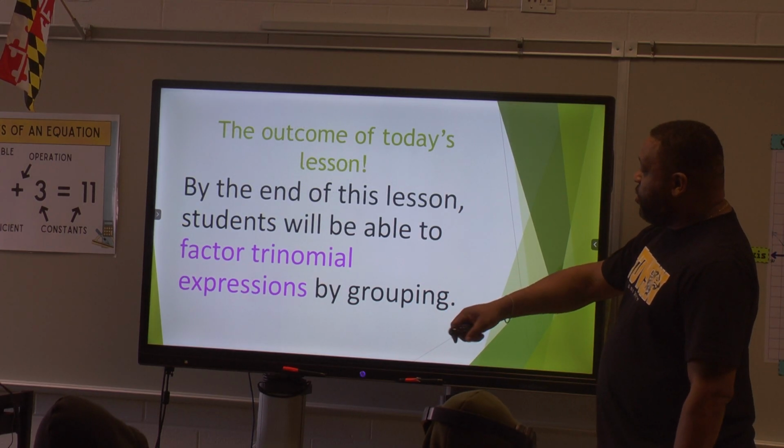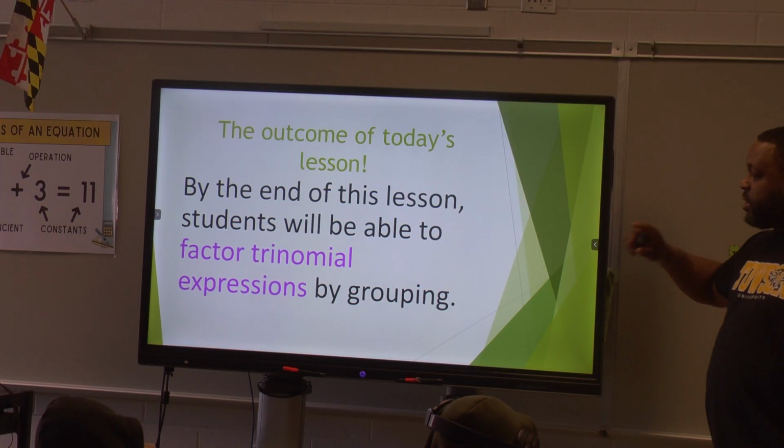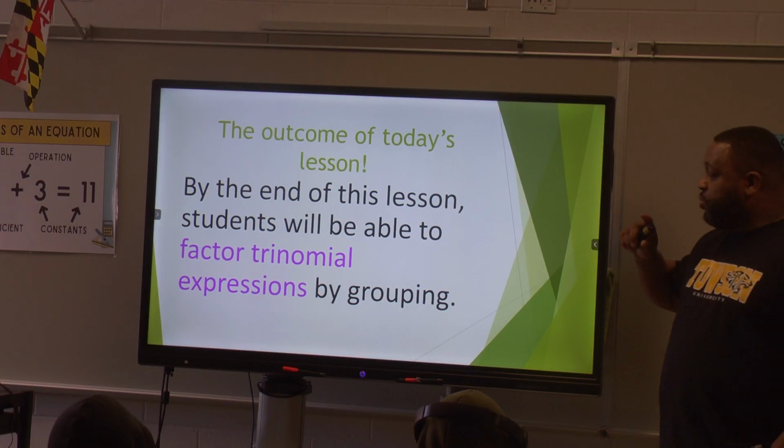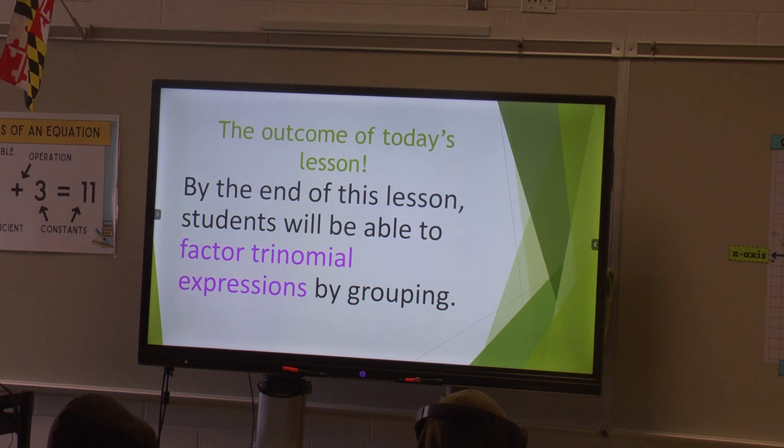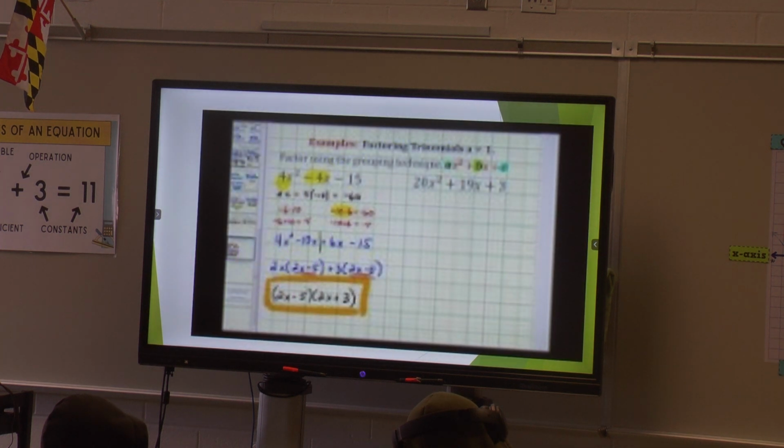Okay? So, today's outcome. By the end of this lesson, you, the students, will be able to factor trinomial expressions by grouping. Just like we did last class, we were factoring by grouping. This time, we're doing trinomials. The prefix tri means what? 3, correct. So we're going to be using three terms. It can be 7x squared plus 4x plus 2. That right there shows us the three terms, a trinomial, okay?